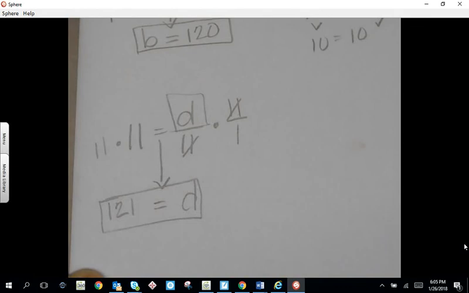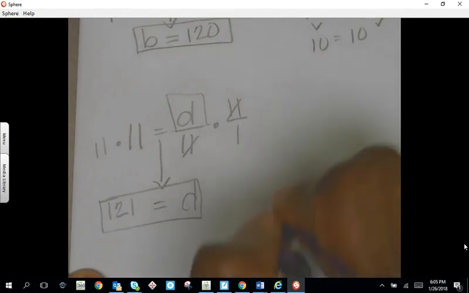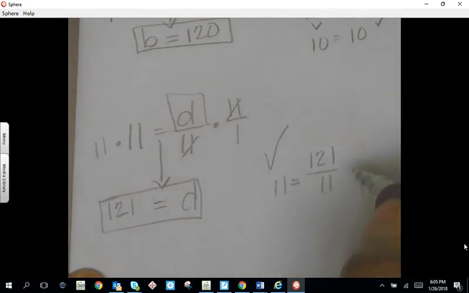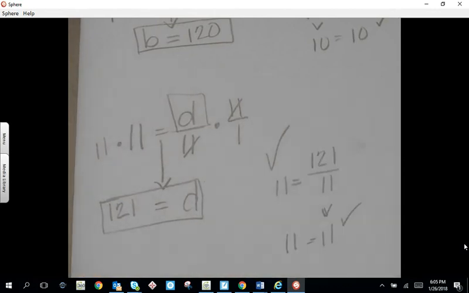Now, let's check and see if that is right. So you have 11 equals 121 over 11. 121 divided by 11 is 11. So I know my answer is right. Okay? I hope you got the 4 of those right.